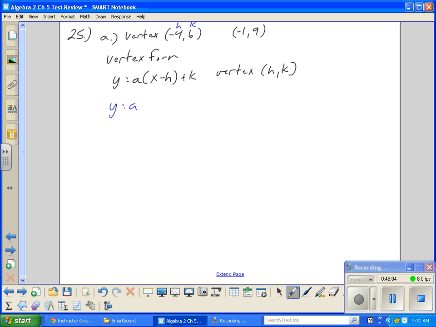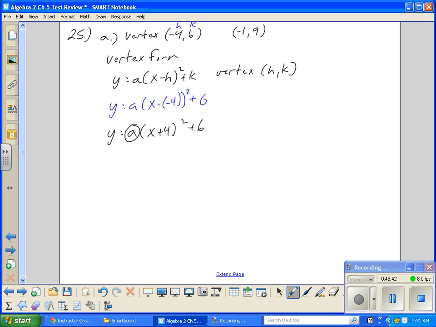Y equals a times x minus h, which is -4, and plus k, which is 6. I left off on that vertex form, that should be squared, x minus h squared. So that's going to simplify to y equals a times x plus 4 squared plus 6. And the only thing we don't know in order to have this equation is the a.